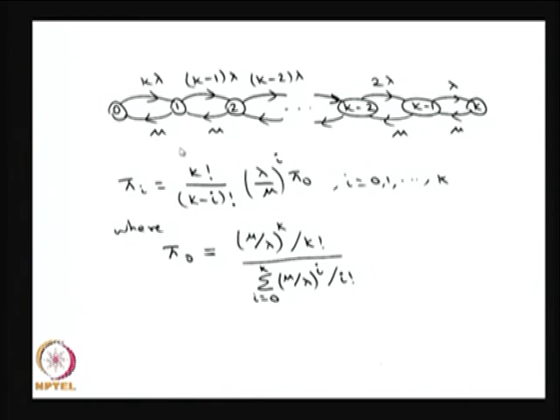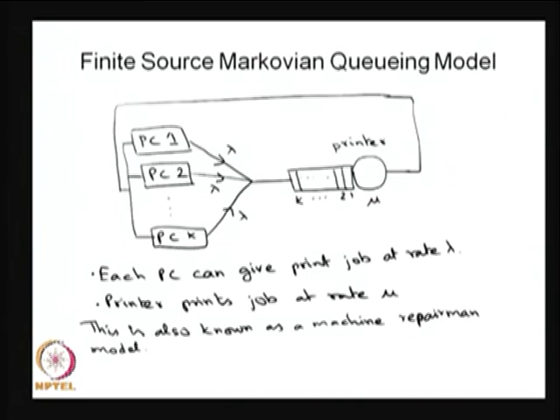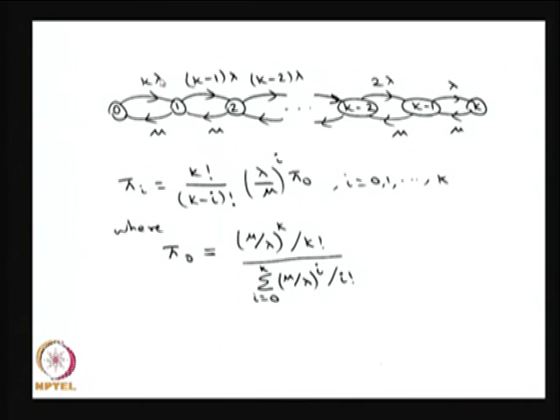Once you know the birth rates and the death rates, you can apply the birth death process concept to get the steady state probabilities. So here we get pi_n in terms of pi_0, and using the summation of pi_n equal to 1, you get pi_0 also. And once you know the steady state probabilities, you can get all the other measures. So the difference is that in this model it is a finite source, therefore the birth rates are state dependent, whereas the death rates are mu only.